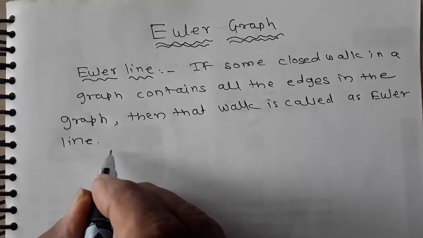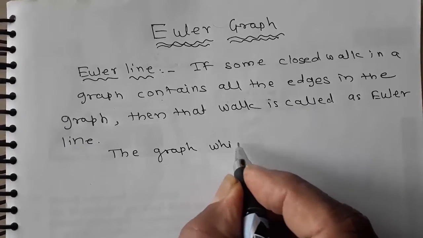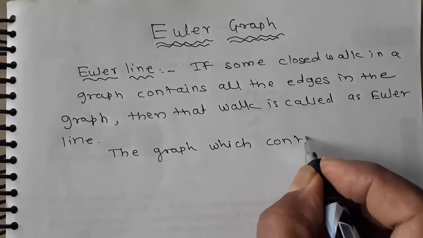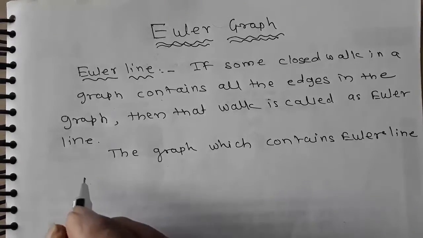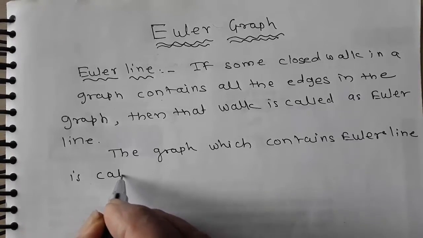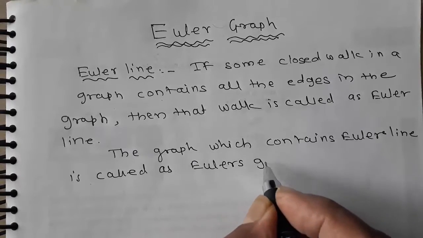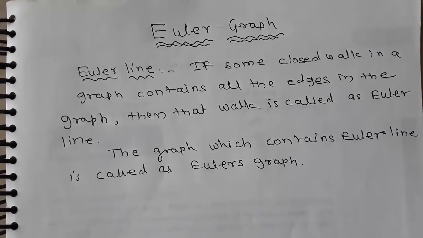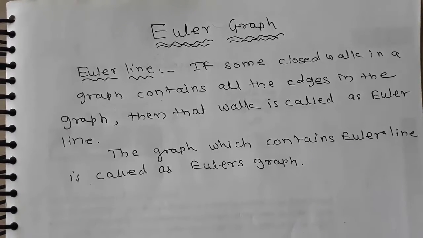And the graph which contains Euler's line is called as Euler's graph. What is Euler line? A Euler line is a closed walk in the graph which contains all the edges of the graph, and the graph which contains Euler line is called as Euler graph. We shall prove one theorem on this.